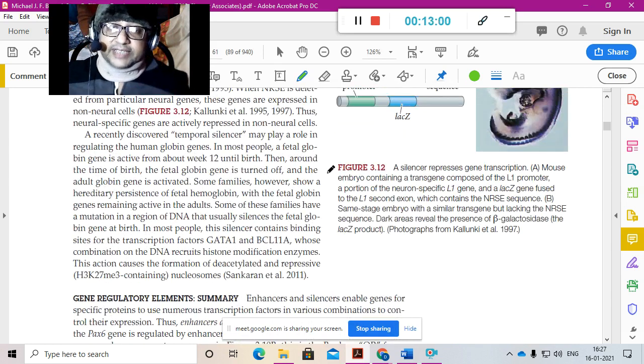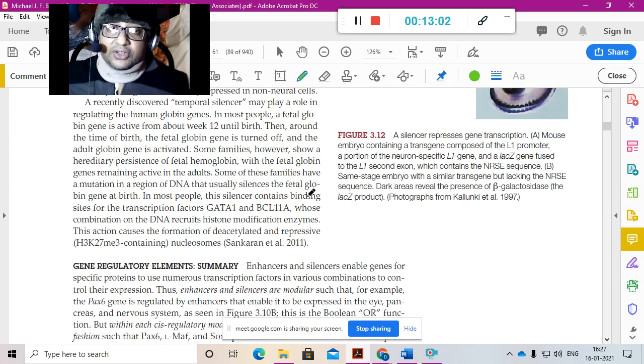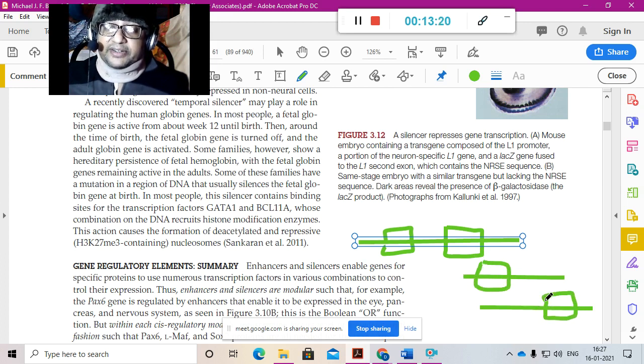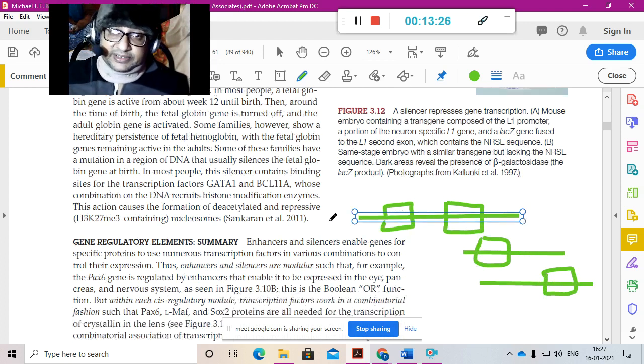All these silencers and enhancers are cis regulatory. Cis means side by side, so this is a cis configuration. And trans means one strand here and another there, so this is a trans configuration. So cis regulatory elements means they are side by side. Therefore these are all cis regulators.